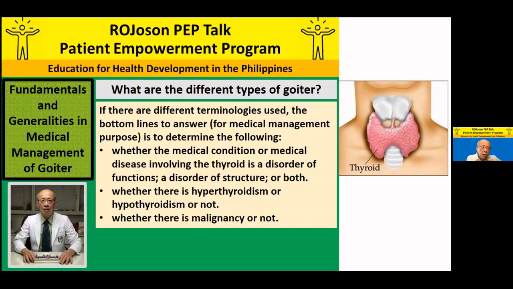So just answer the question whether the medical condition or disease involving the thyroid gland is a disorder of function or a disorder of structure or both. This will simplify matters. Number two, whether there is hyperthyroidism or hypothyroidism or euthyroidism, meaning normal. Whether there is malignancy or not.